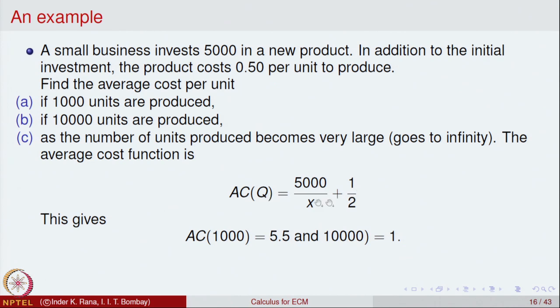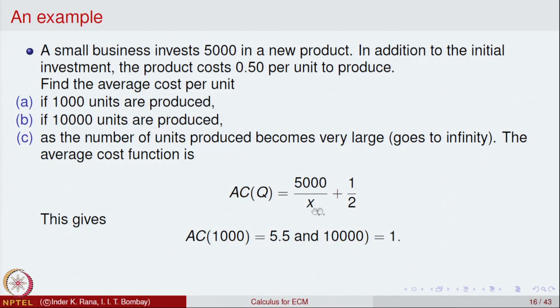So this is the average cost function for the production of whatever product is there. For this product function, if you just want to calculate the average cost for 1000, you put the value x equal to 1000, or q equal to 1000. So, average cost at 1000 will be 5000 divided by 1000, plus 0.5, which is 5.5. That is the average cost. That is just plugging in the values q equal to 1000 or x equal to 1000, and then 10,000.